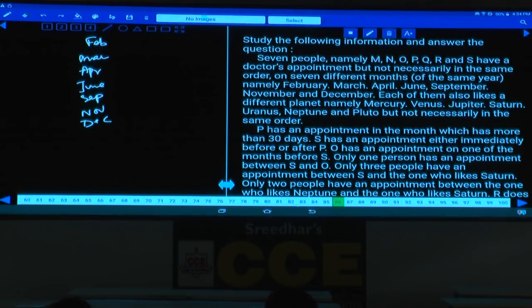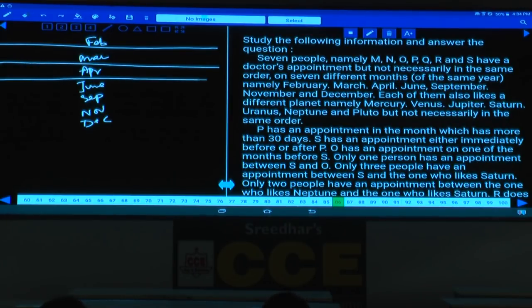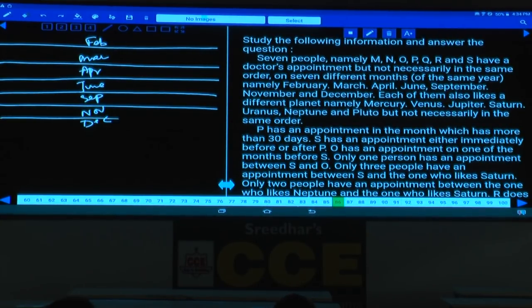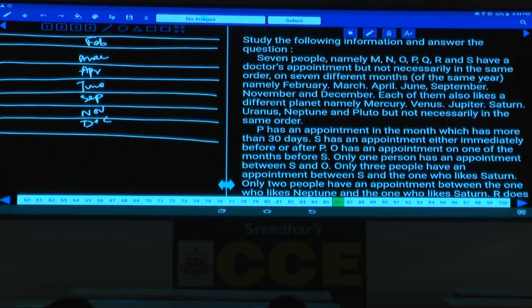We have 1, 2, 3, 4, 5, 6, 7 persons, and each of these persons likes a different planet. What are the planets given here? Mercury, Venus, Jupiter, Saturn and so on. Then tell me what is the first information here.